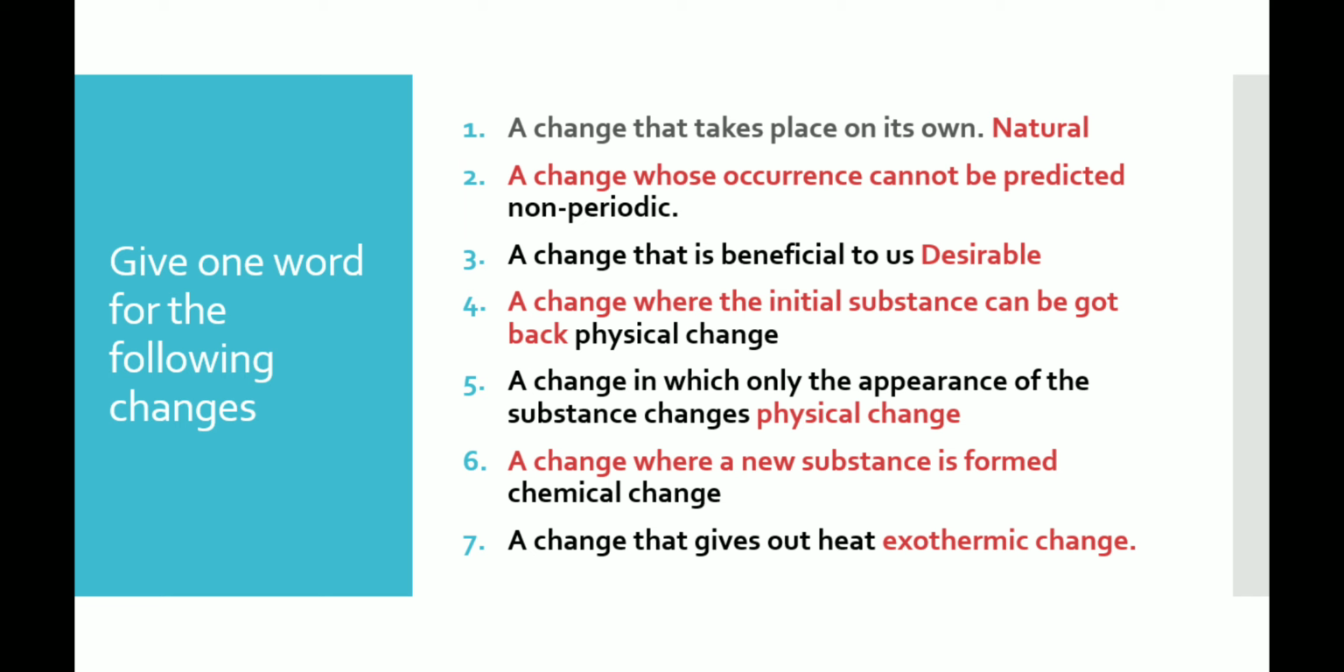Now comes give one word for the following changes. The first one is a change that takes place on its own. It is called as natural change. Second one, a change whose occurrence cannot be predicted, that is called as non-periodic. Third question, a change that is beneficial to us, it is called as a desirable change. Fourth one, a change where the initial substance can be got back, it is termed as physical change.